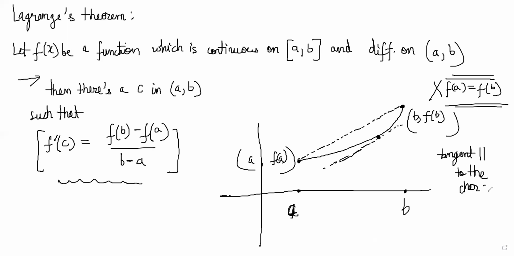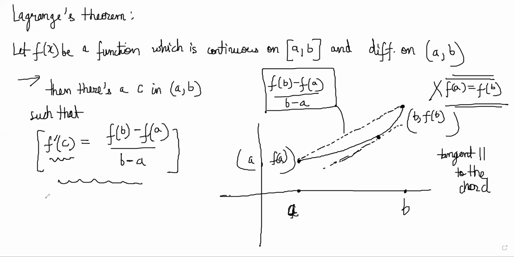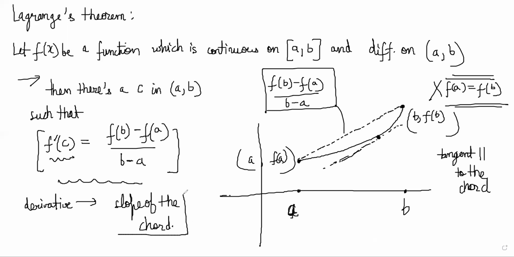What is the chord? The chord is the line joining the endpoints. The slope of this line is clearly (f of b minus f of a) by (b minus a). So we are saying there is a point where the derivative is equal to the slope of the chord. So why is this true? Can you think of the reason why this will be true?